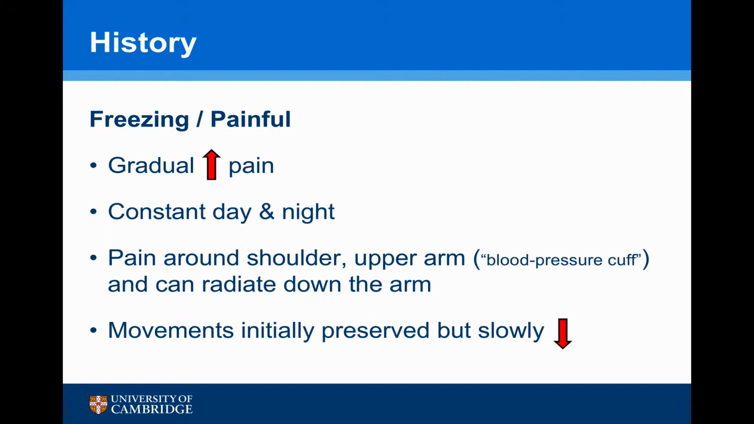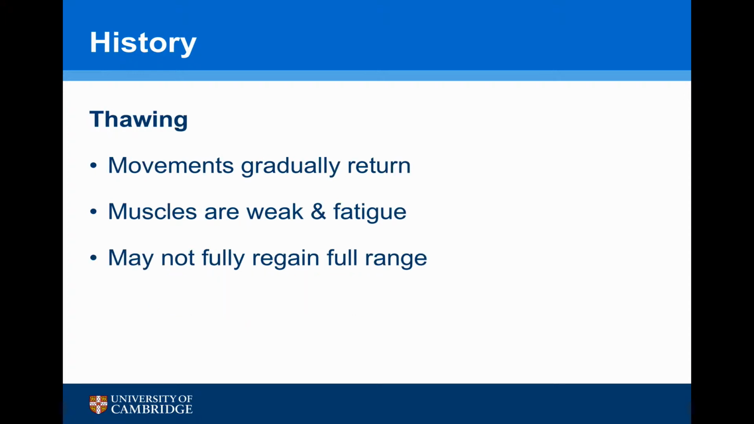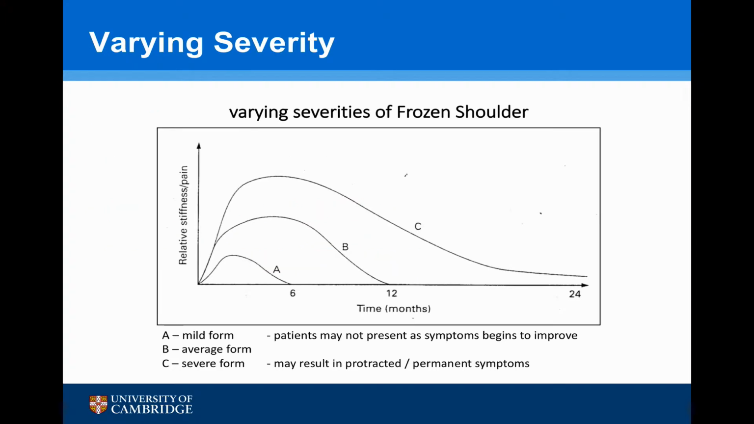Initially, people have a good range of motion, but as time goes by, the movement slowly deteriorates. Movements of the shoulder become less. People find that they're unable to reach behind them, they find it difficult to turn their arm out, and they often have to hitch their shoulder up to compensate for movements. As time goes on, the shoulder enters the thawing stage and the movements gradually return. However, the muscles, which haven't actually been affected by the condition, are often weak and fatigue quickly. Patients may not regain a full range of motion. As mentioned earlier, there are varying severities of a frozen shoulder and various timelines.